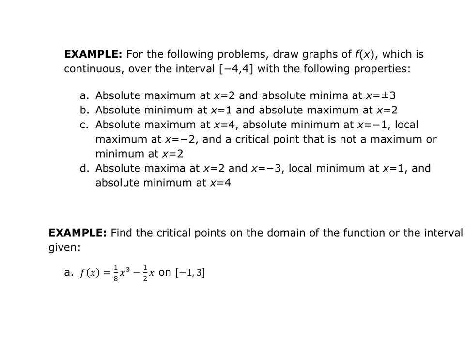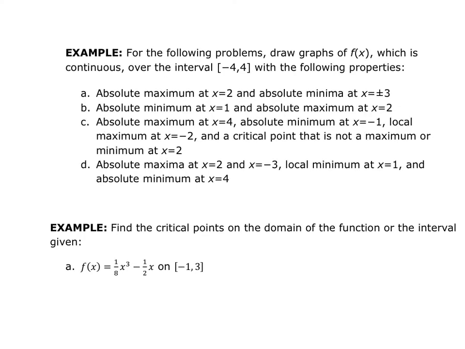Think about that one. And then D: absolute maxima at x equals 2 and x equals -3, local minima at x equals 1, and an absolute value at x equals 4. So go ahead and draw these, please, with your partners, because you may be asked to put them up on the board. Let's go ahead and take a look.